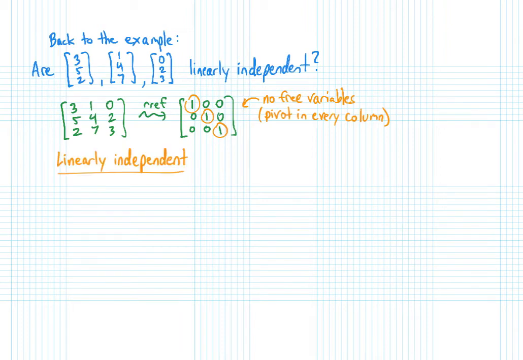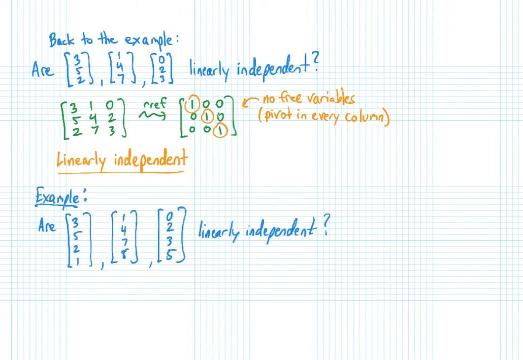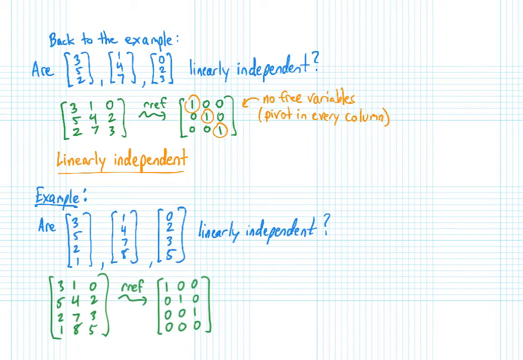And I'll just emphasize that the issue is whether there's a pivot in every column. There doesn't have to be one in every row. So here's another example that illustrates that. Suppose you have these three vectors. These are four-dimensional vectors, and there's only three of them. When you make a matrix out of these vectors, and you go to reduced echelon form, this is the result, and you can see that again, there is a pivot in every column, and so the conclusion is that they are linearly independent. That extra row of all zeros at the bottom doesn't affect the answer.